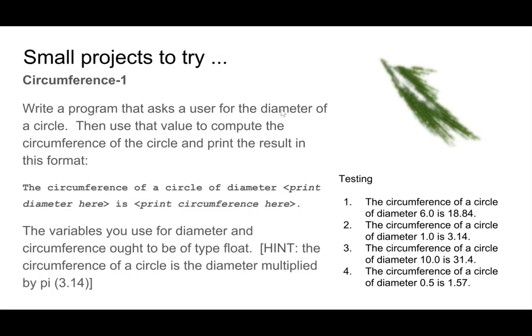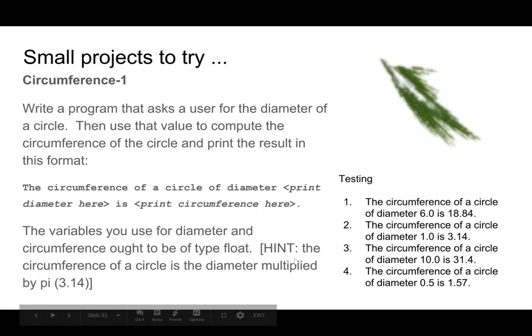Here you're asked to ask the user for the diameter of a circle, then use that value to compute the circumference of a circle, and print the result in this format: The circumference of a circle of diameter blank is blank. I give you a hint here: the circumference of a circle is the diameter multiplied by pi, which is 3.14. It actually has more digits than that, but 3.14 is fine.